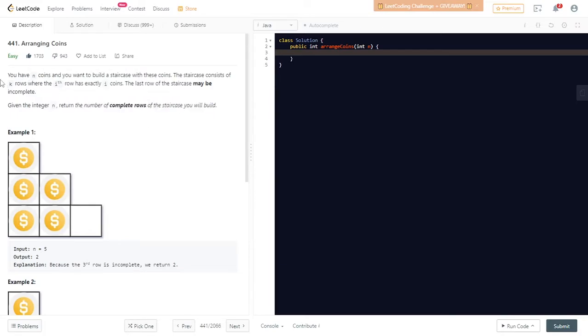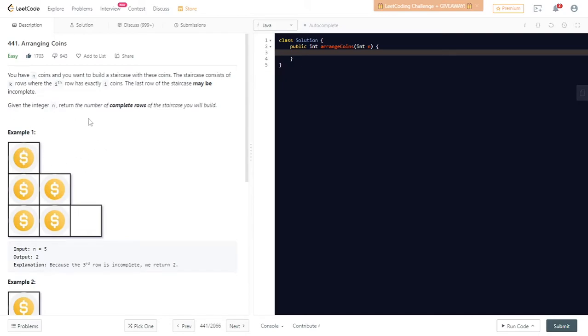So this may be an easy question, but this is an interesting question since we can use 4 approaches in this question. 2 of the approaches are iterative and binary, and the other 2 approaches are algebra and quadratic maths related approaches. In this video we are going to be solving both the iterative and the binary search approach.